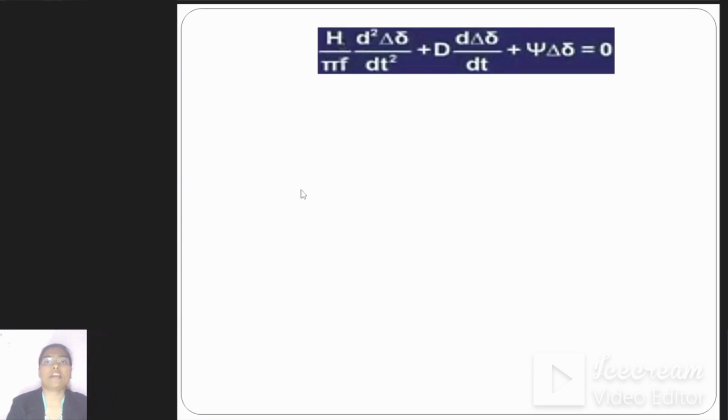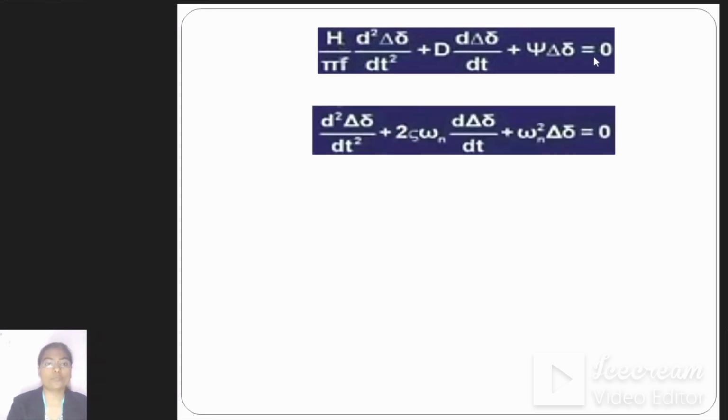So here H by pi f0, that is in terms of your synchronizing coefficient, and H by pi f0, that is the capital M value, we are writing it here. H by pi f0 into the double derivative of delta delta, plus capital D into d by dt of delta delta, plus psi into delta delta equal to 0. So d square delta delta by dt square plus 2 zeta omega n into d delta delta by dt plus omega n square into delta delta equal to 0.